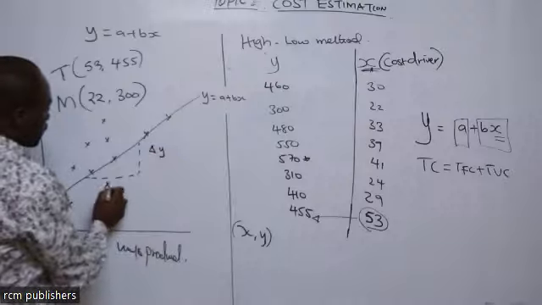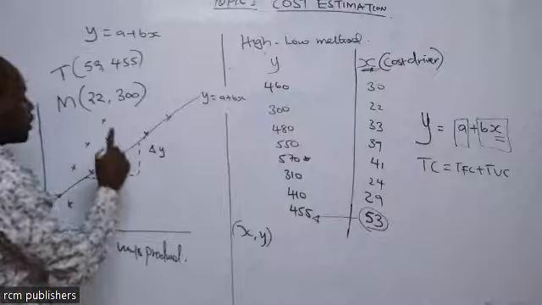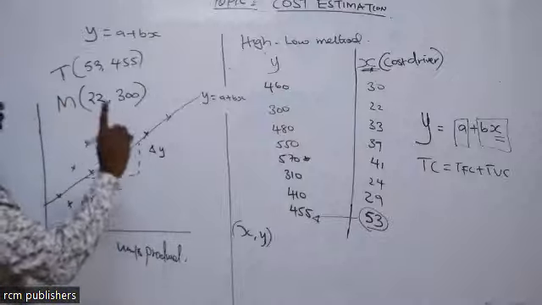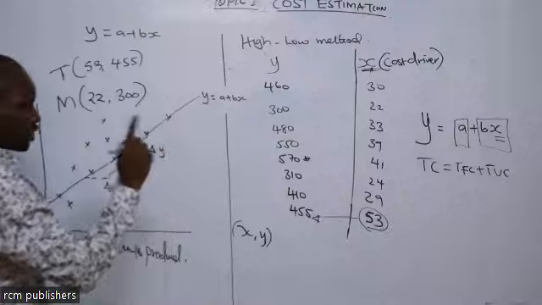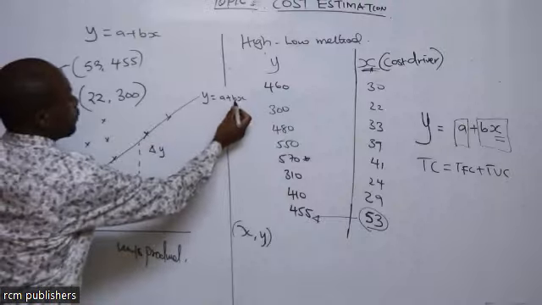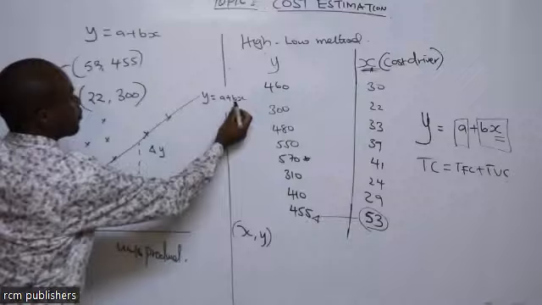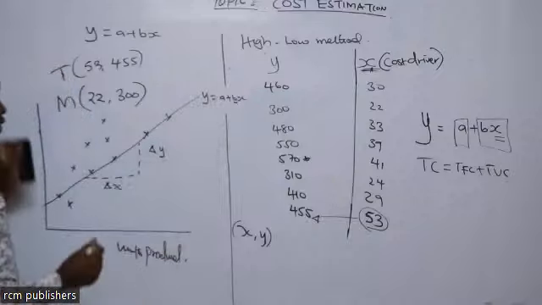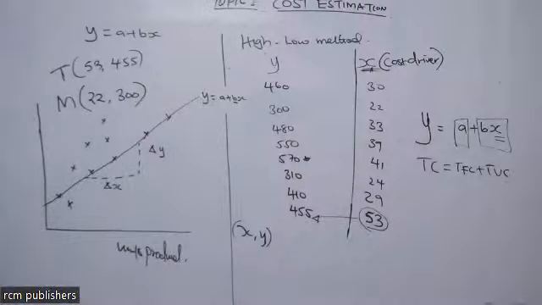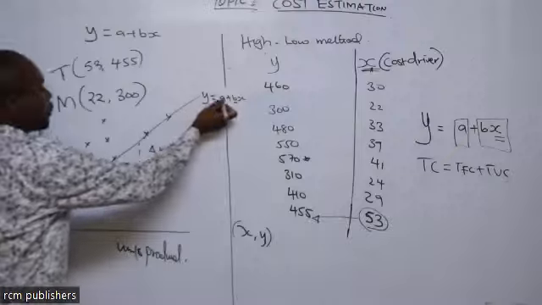Then we have the x, which will give us the gradient or the slope of that curve. And what is that slope? It is this value here. The slope of our curve is the value of b. Then, how do we get the value of a?